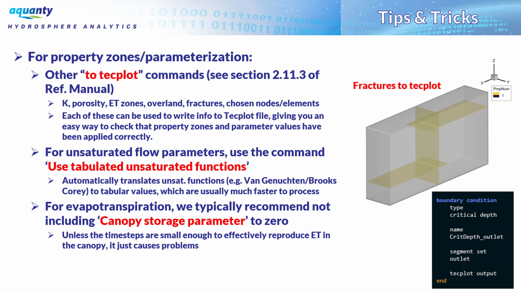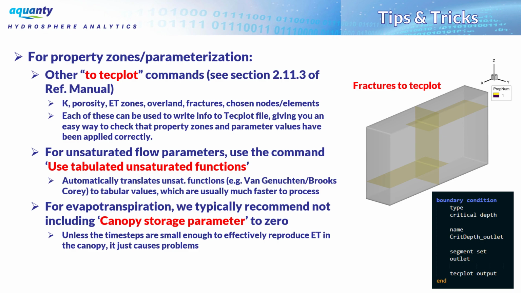Quick note about evapotranspiration. We typically always recommend setting canopy storage parameter to 0. Unless you're running your model over very small times, the time steps of the model will generally be too large to effectively reproduce ET in the canopy. And so having a canopy storage parameter above 0 tends to just cause problems. So in most cases, we recommend setting that to 0.